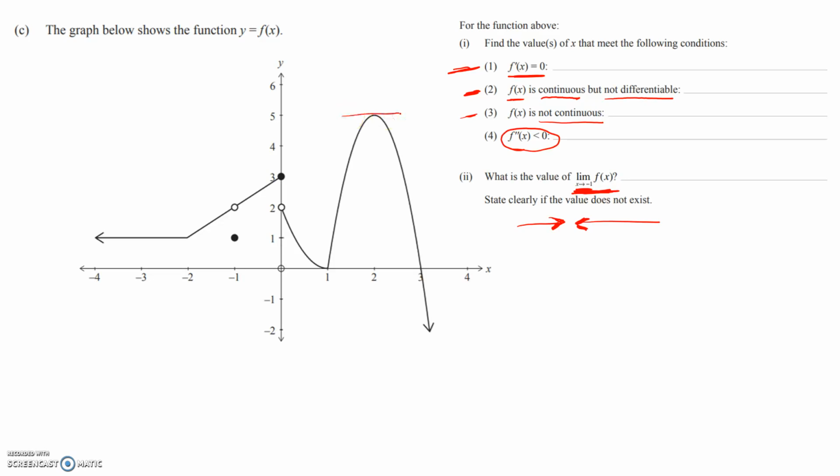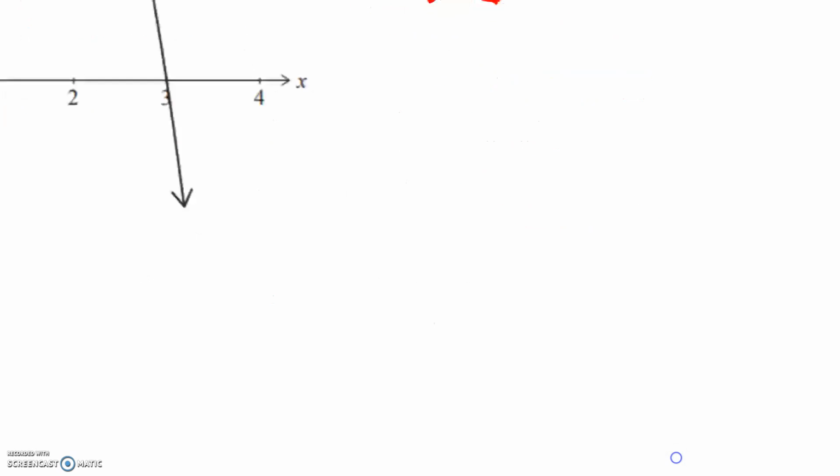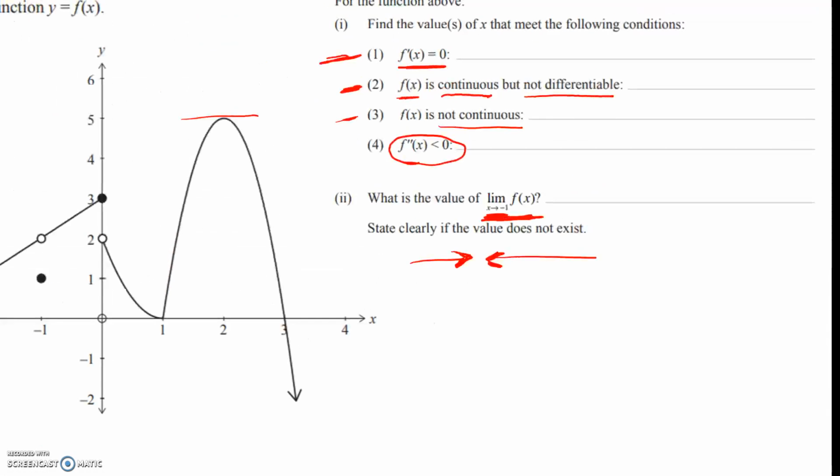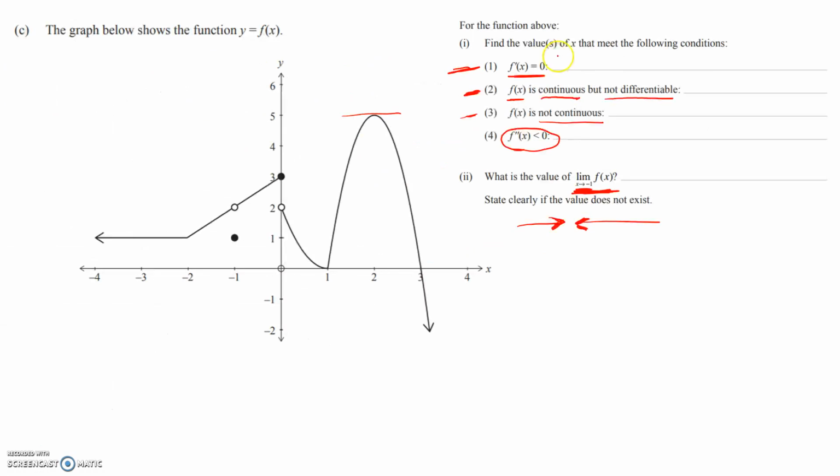Here's one place where the gradient's equal to 0, so that's at x equals 2. And then here, all of this bit along here, the gradient's also equal to 0, so that's where x is less than negative 2. Now notice it's not x is less than or equal to negative 2, and that's because there's a kink in the graph at negative 2.